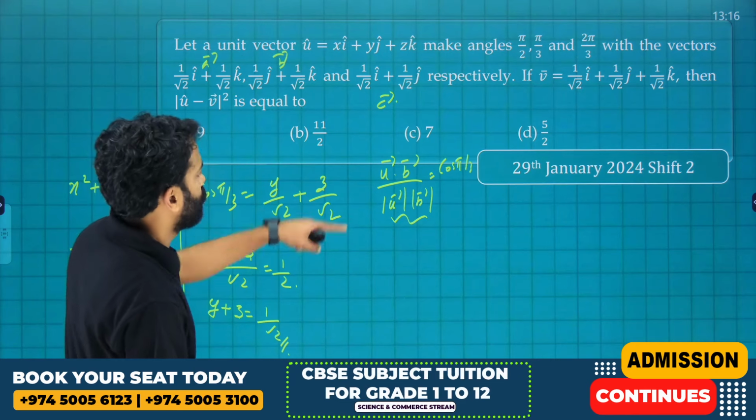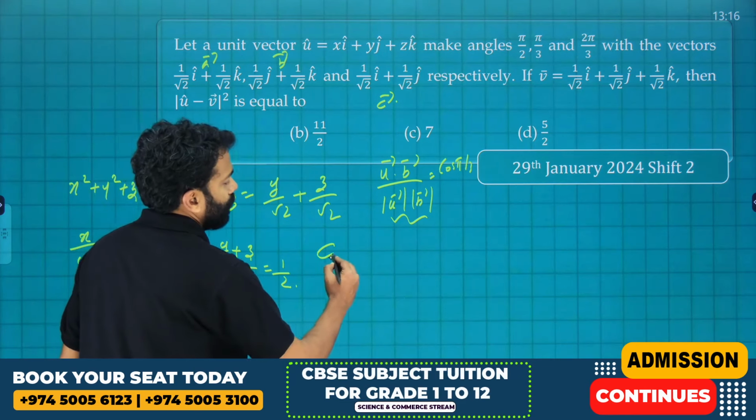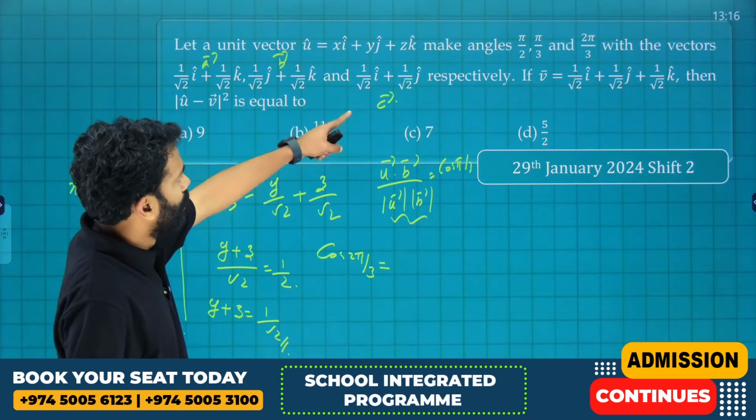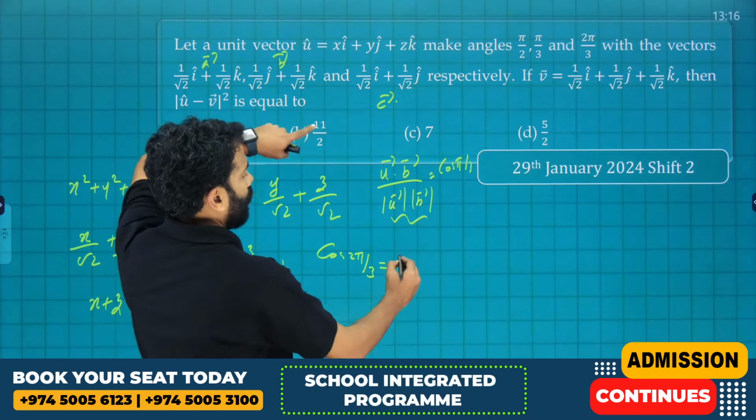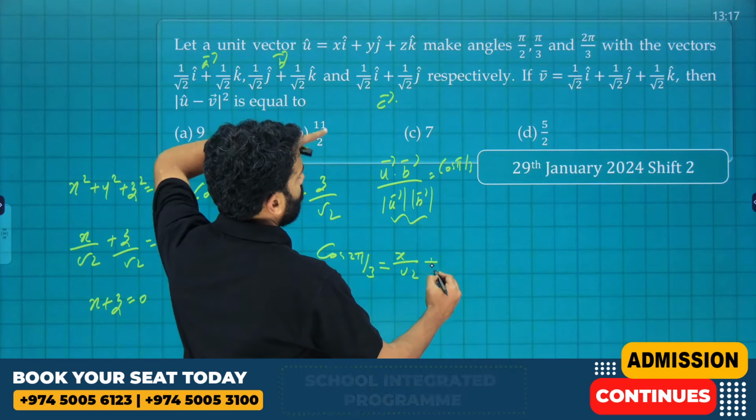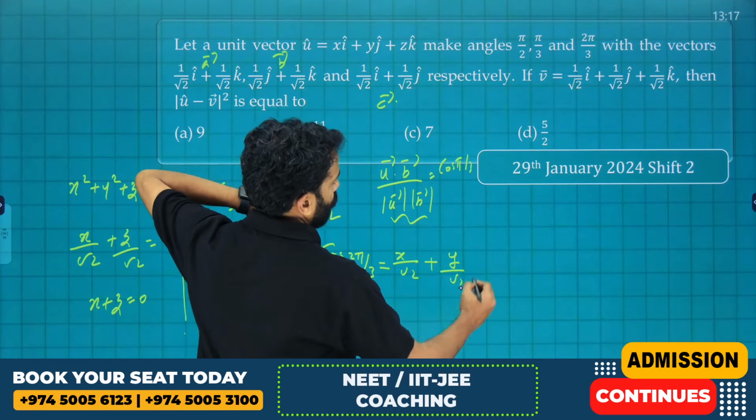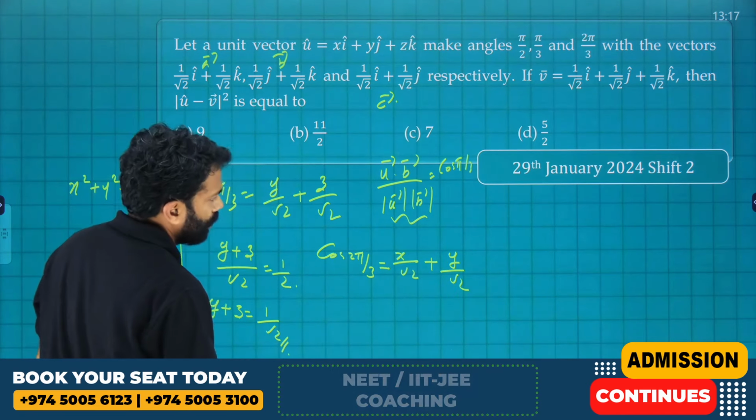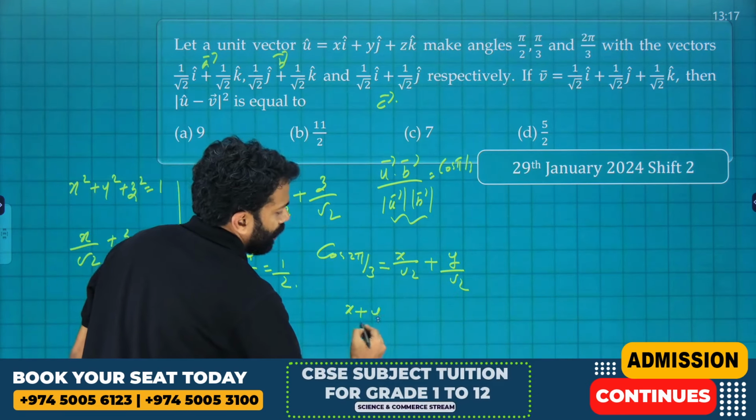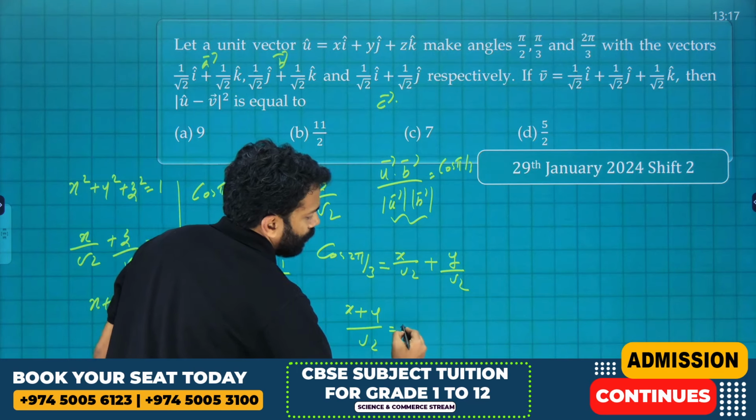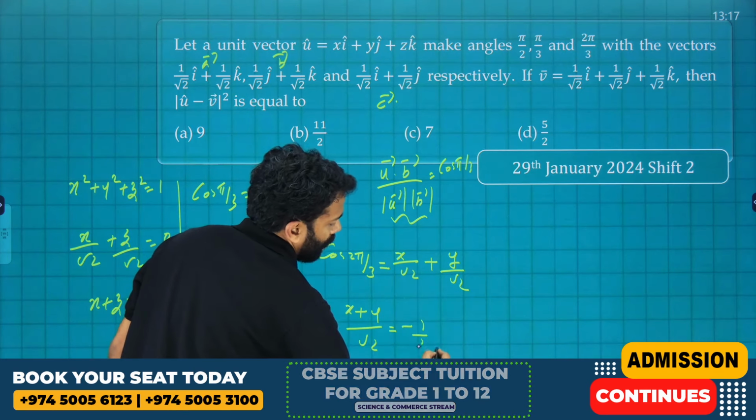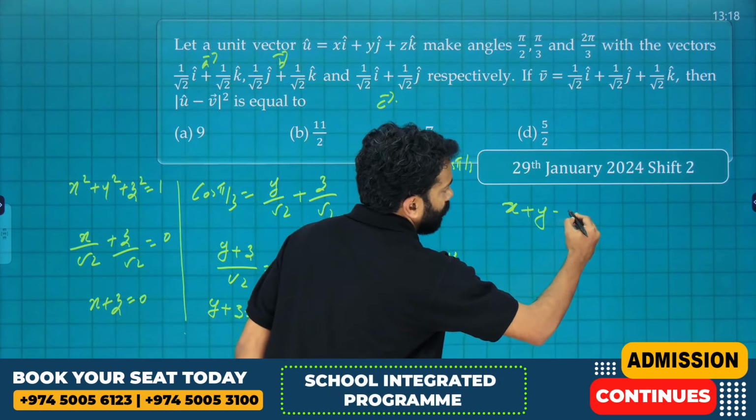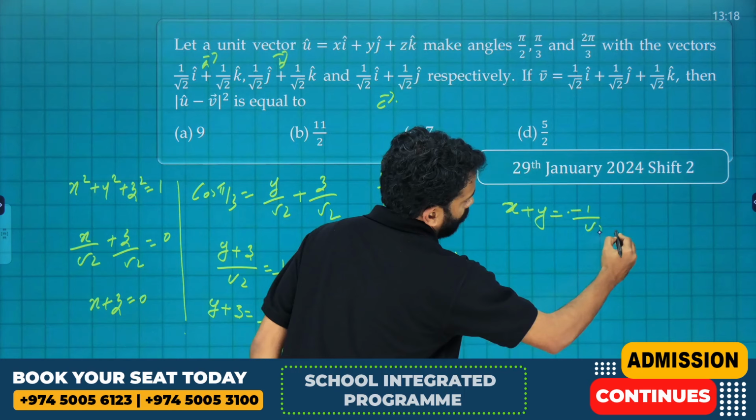And the next one, cos 2 pi by 3. Cos 2 pi by 3, I think that is minus 1 by 2, right? This will be x by root 2 plus y by root 2. If you dot with unit vectors, you don't have to consider the denominators. Therefore x plus y by root 2 is equal to minus 1 by 2, so x plus y is equal to minus 1 by root 2.